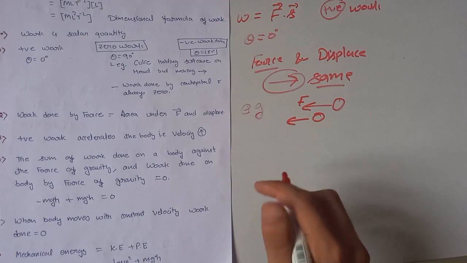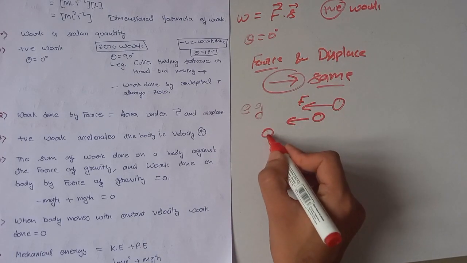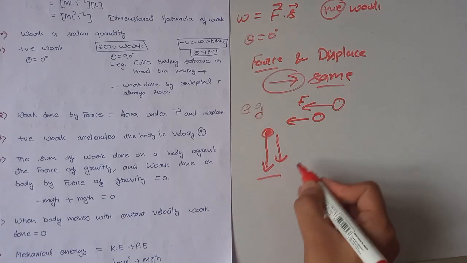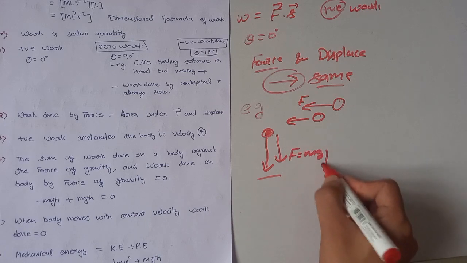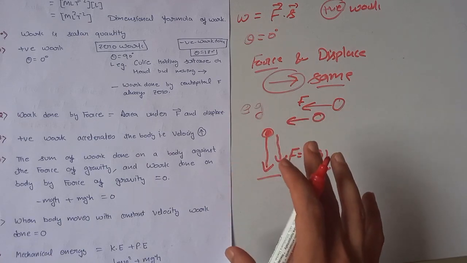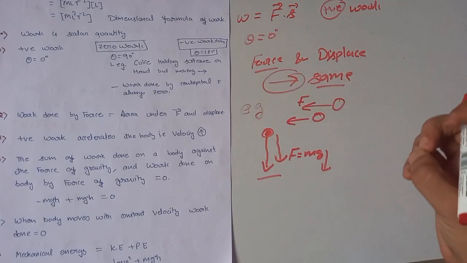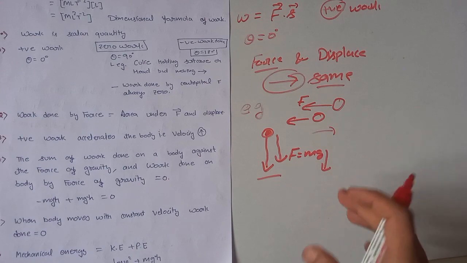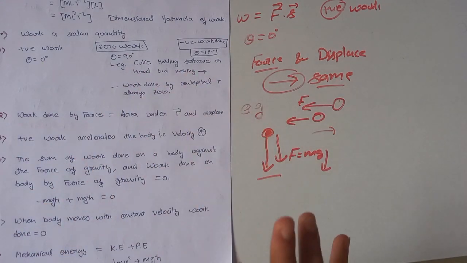Let us take another example. When a body falls under the effect of gravity, it displaces toward this direction and the force of gravity F is equal to mg, also toward this direction. So this is also positive work done. And when we pull a spring toward this direction, its displacement and force are toward this direction. So this is also an example of positive work. I hope this positive work done is clear to you.